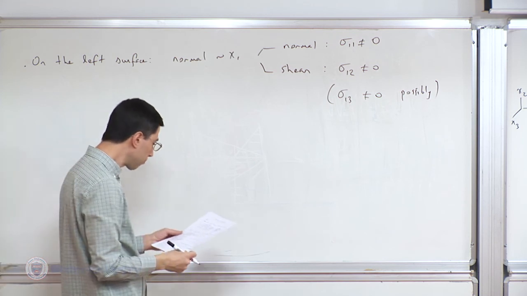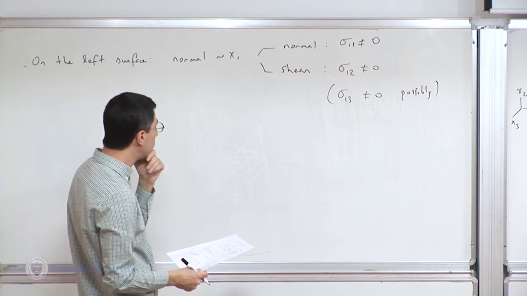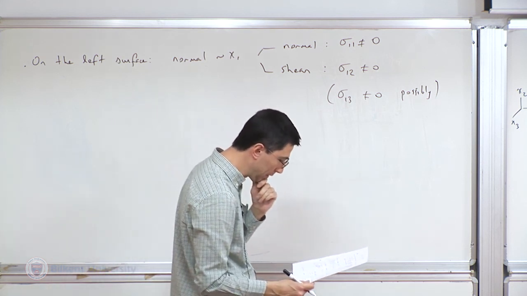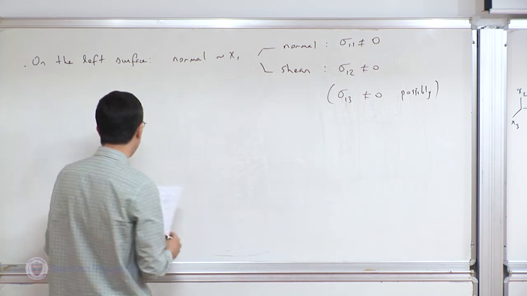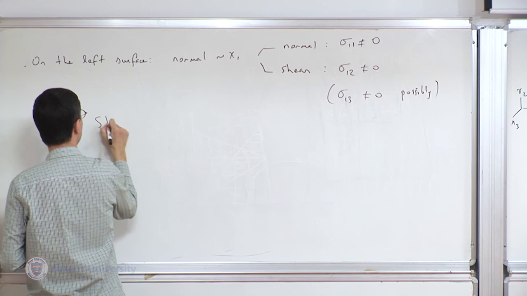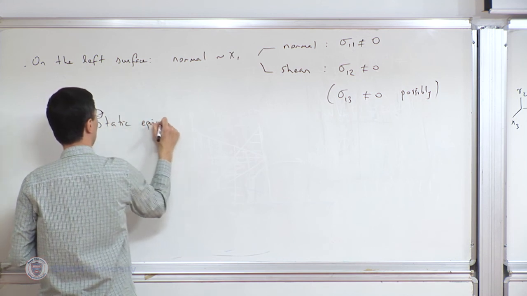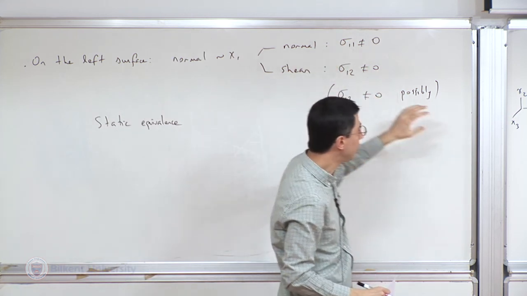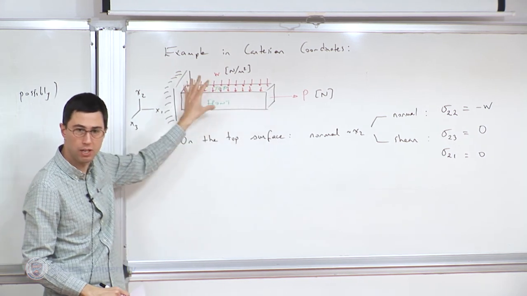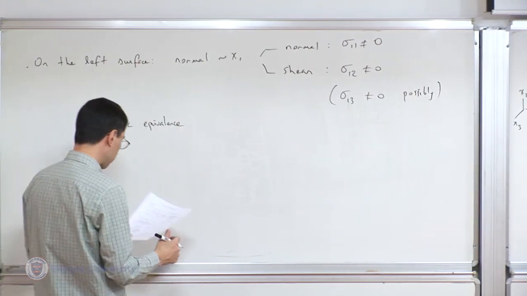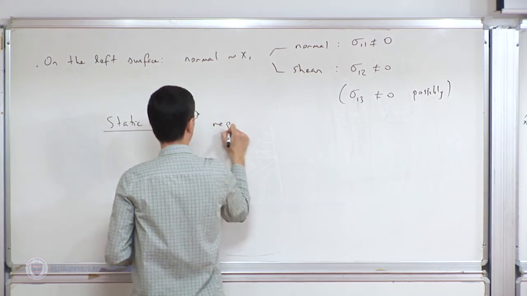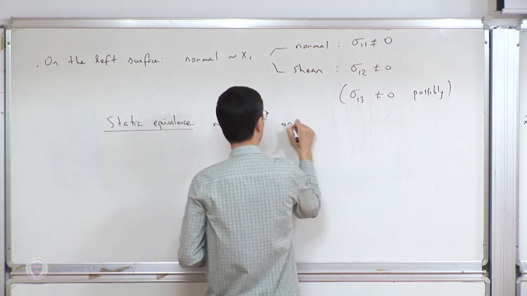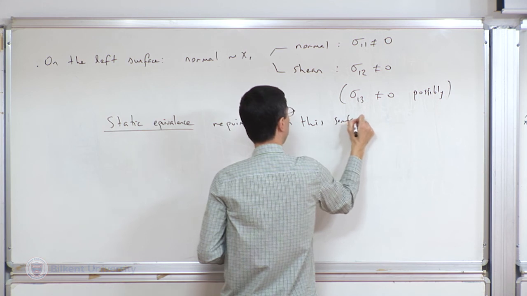non-zero. Okay. Now, but that is not the only thing I can do to help myself solve the problem a little bit better. Essentially what I can also do is impose static equivalence between these stresses and the loadings that I see on the structure, okay? So that's a requirement. It's something that I will have to use when I'm trying to solve the problem.